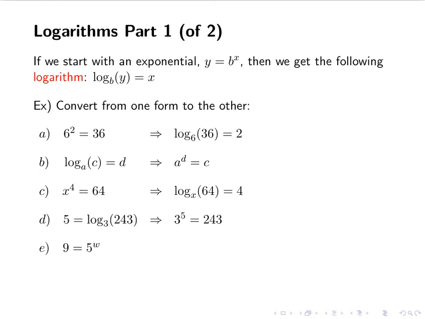If you have variables, you can't really check it. So 9 equals 5 to the w. It's an exponential. The base is 5. So I'm going to start with log base 5. My log equals the exponent. The exponent is w. So 9 must go inside the log. Log base 5 of 9 equals w.